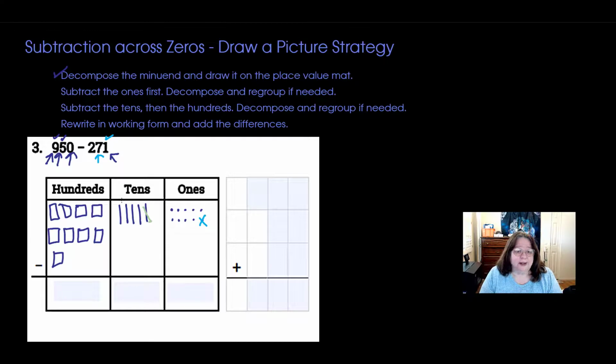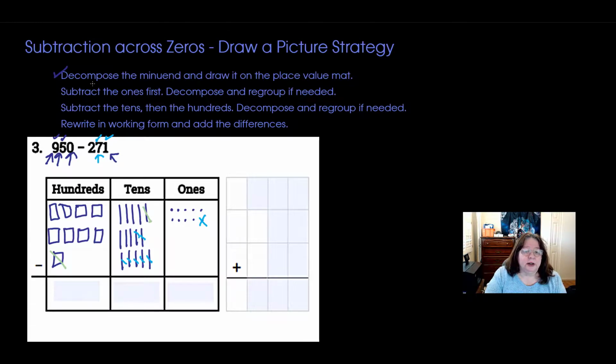But we have some hundreds. So let's take one of these hundreds and trade it for some tens. How many tens are in 100? 10, 20, 30, 40, 50, 60, 70, 80, 90, 100. So if we cross one of those out, we need to draw 10 tens. 1, 2, 3, 4, 5, 6, 7, 8, 9, 10. Everything's even. We've regrouped this hundreds block into 10 tens. Now can we take away 7? Yes, we can. Let's do that. 1, 2, 3, 4, 5, 6, 7. We've taken away 7.